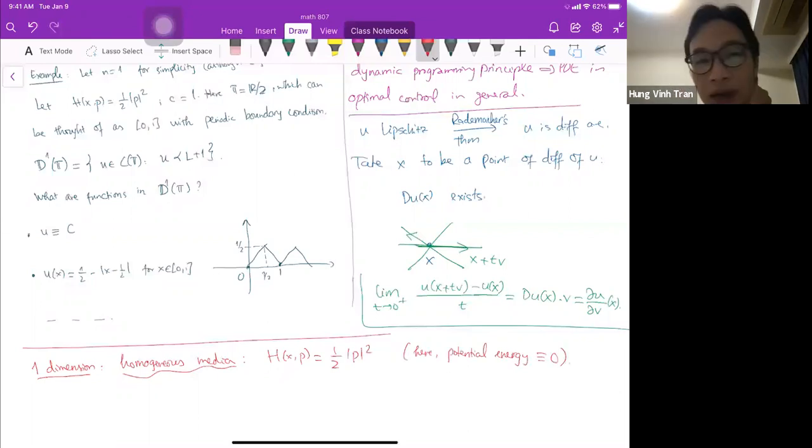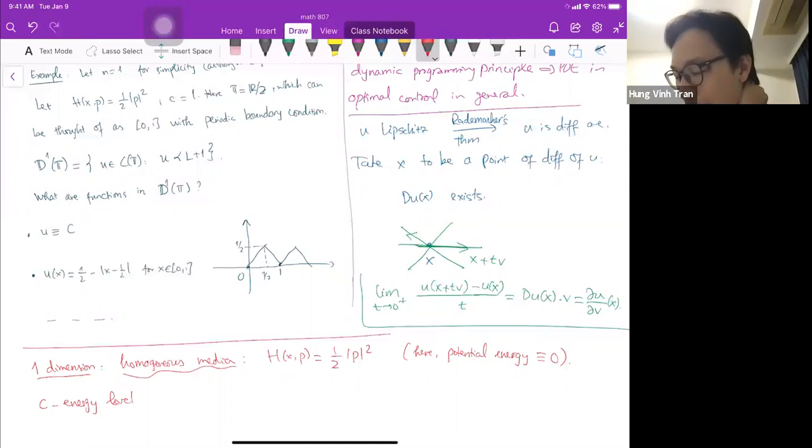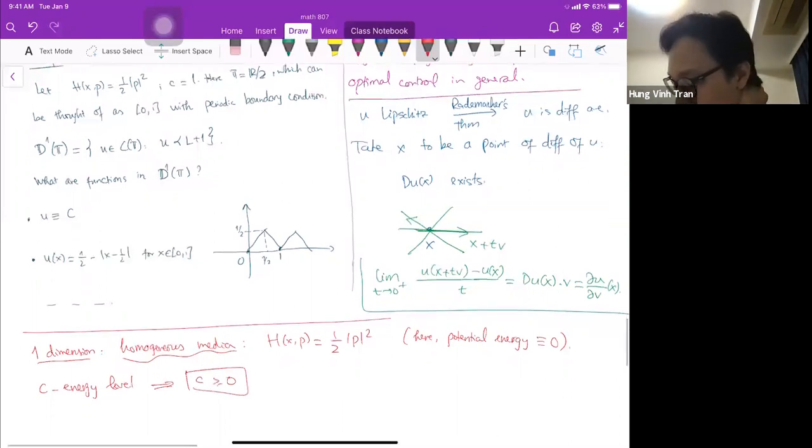Okay, and I'm writing here that c is 1, but you can think of c as the energy level, right? And clearly, since here it's only 1/2 p squared, the energy level in this case should always be greater than or equal to 0, right? Because if it's less than 0, it wouldn't make any sense. And again, the torus is just R over Z.